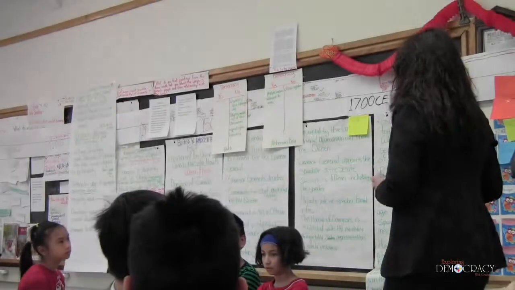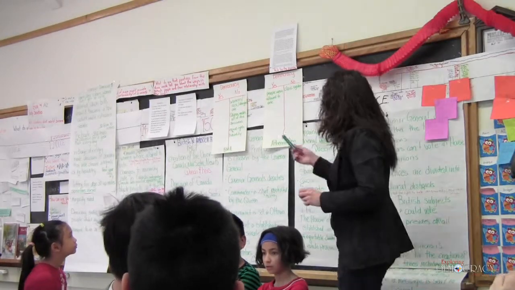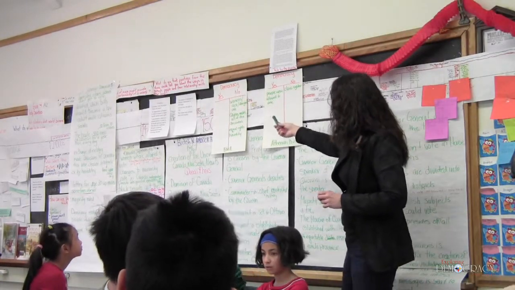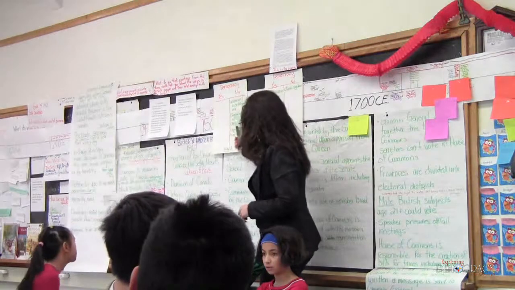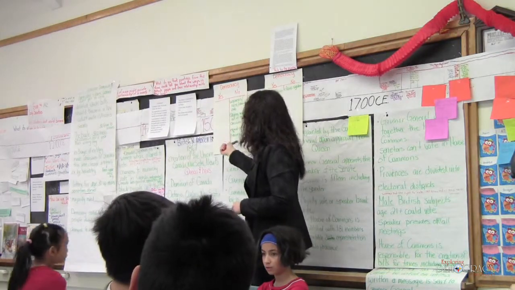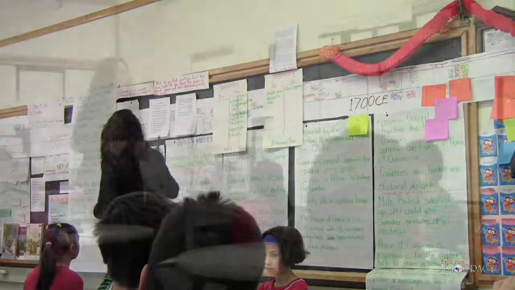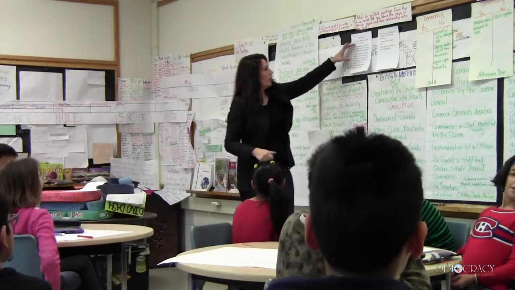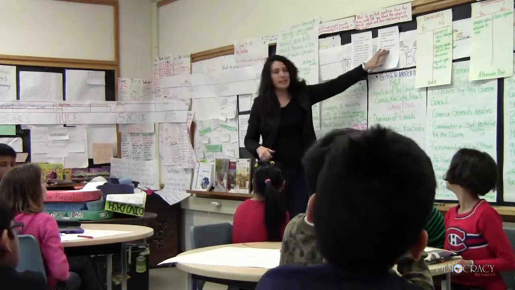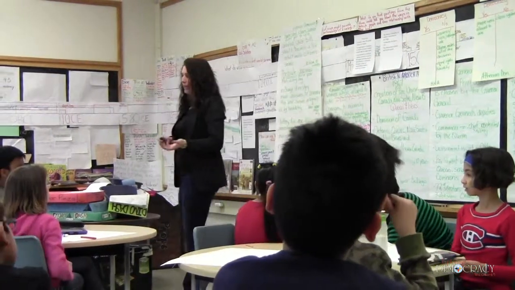Yesterday when we were working on our democracy and determining whether or not the British North America Act was a democracy or the Athenian democracy was in fact a democracy. So we have 1, 2, 3, 4, 5, 6 things that we determined made a democracy.